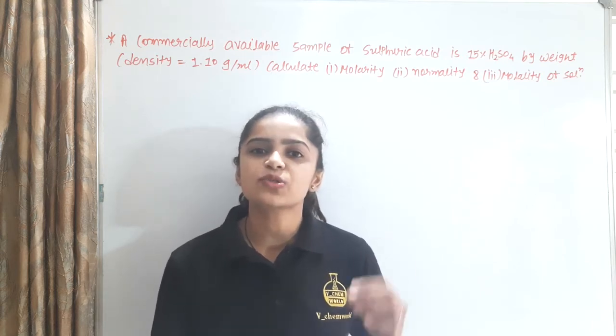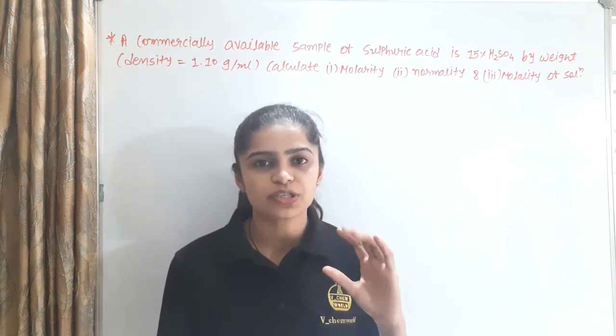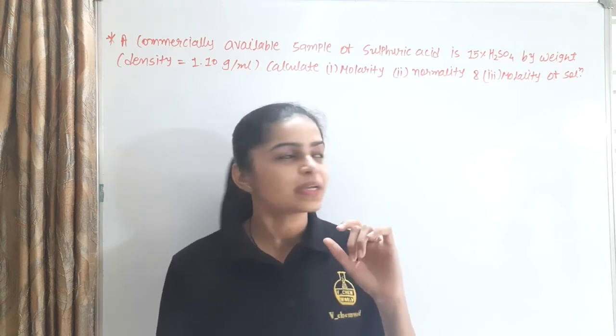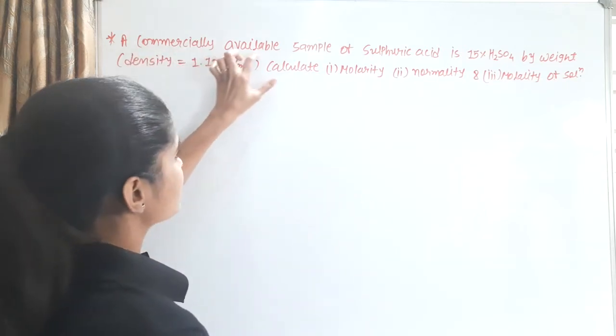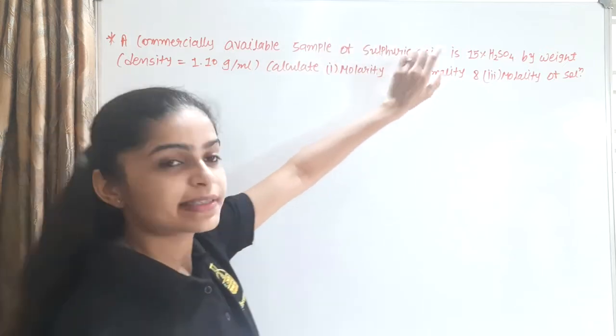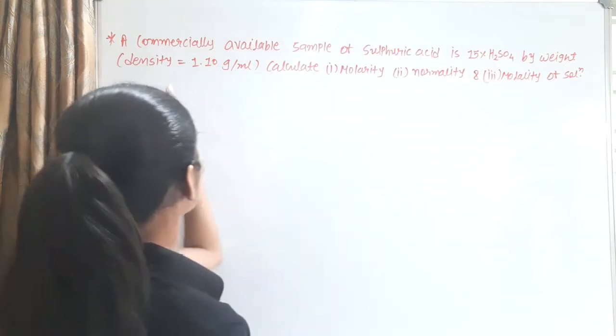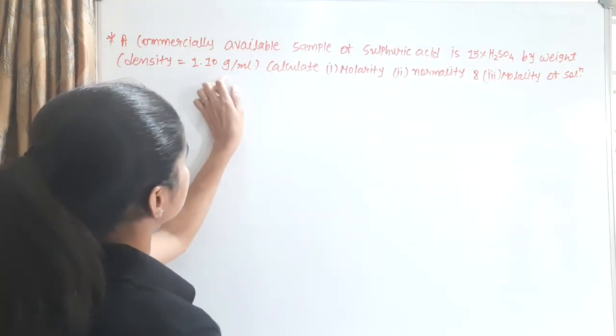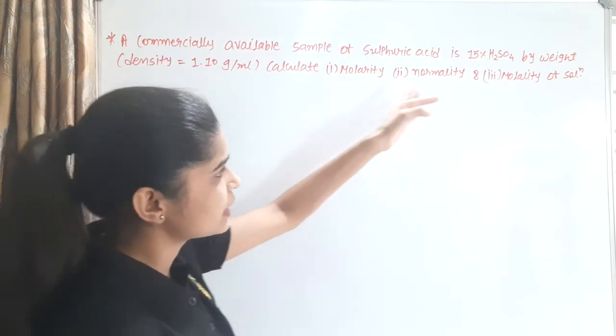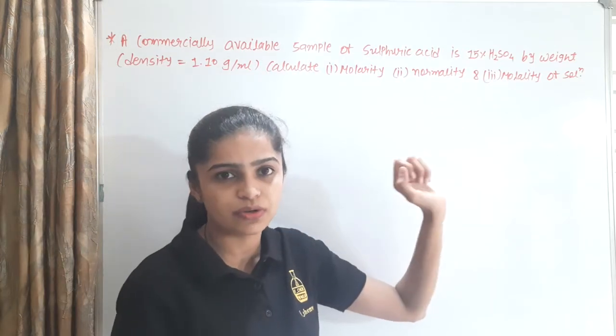In this lecture, we will solve examples based on the different concentration terms. First example: a commercially available sample of sulfuric acid is 15% H2SO4 by weight. Density given is 1.10 gram per ml. Calculate molarity, normality and molality of the solution.